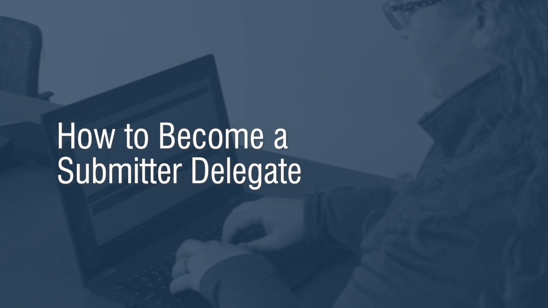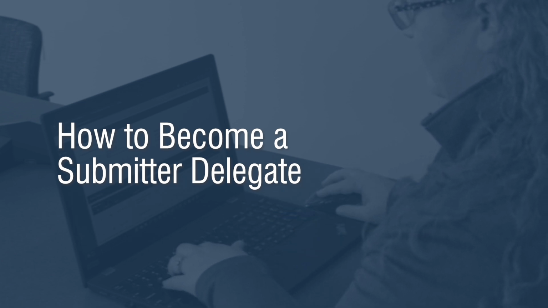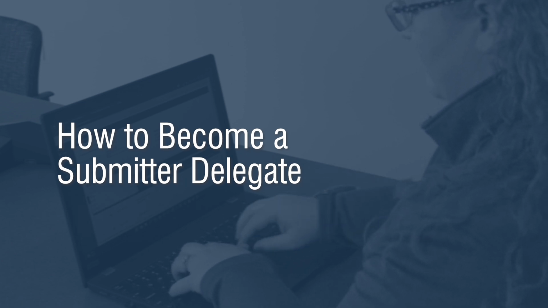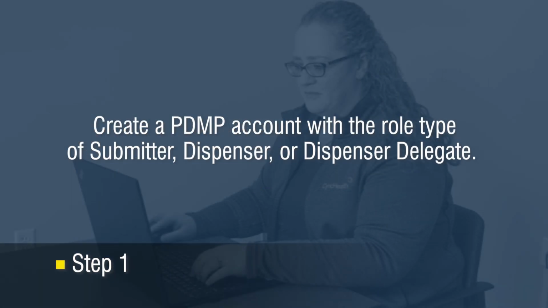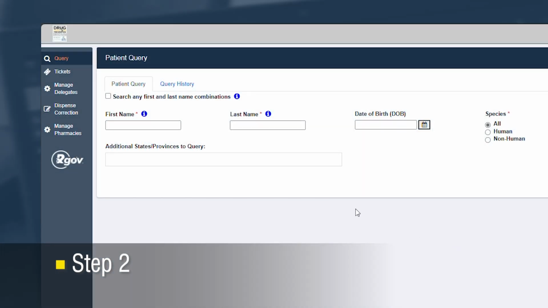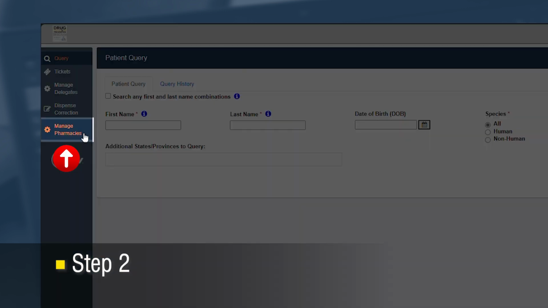To become a Submitter Delegate, you must first receive authorization from a registered submitter. This involves registering with the PDMP system and linking your account to their profile. Step 1. Create a PDMP account with the role type of submitter, dispenser, or dispenser delegate. Step 2. After logging in, click on Manage Pharmacies.